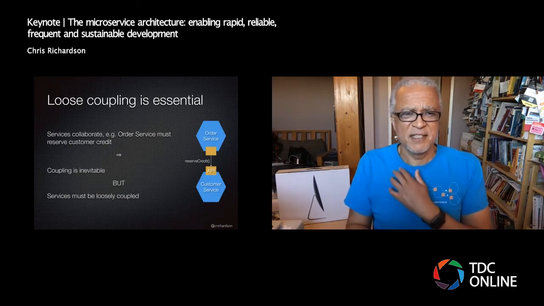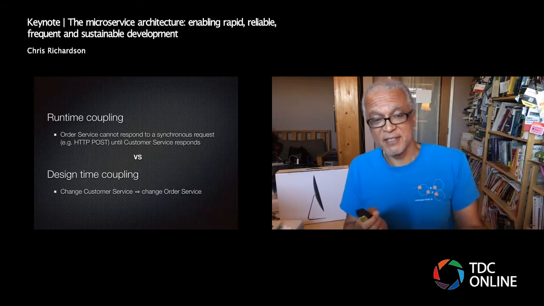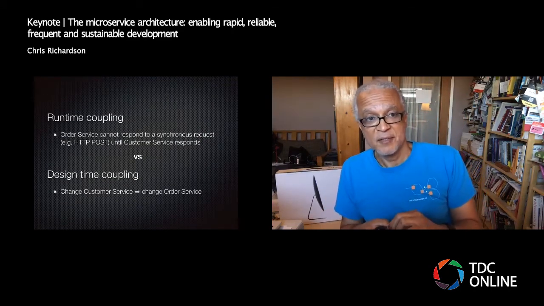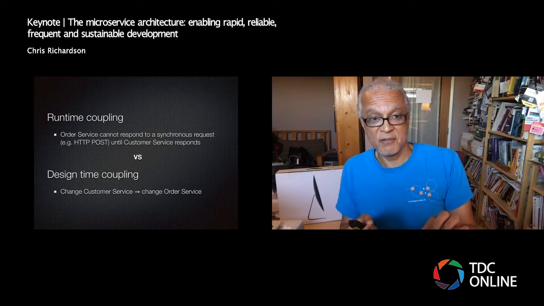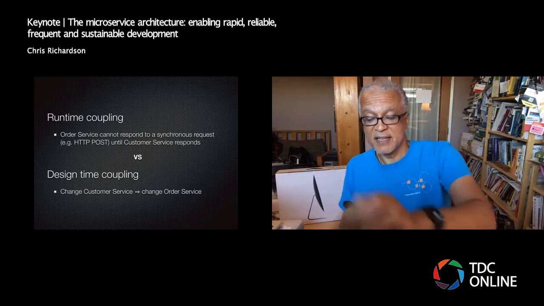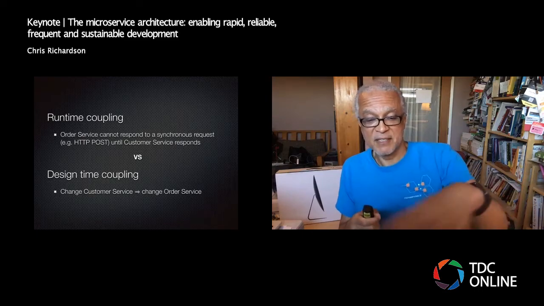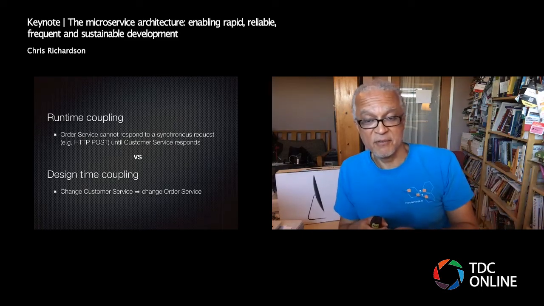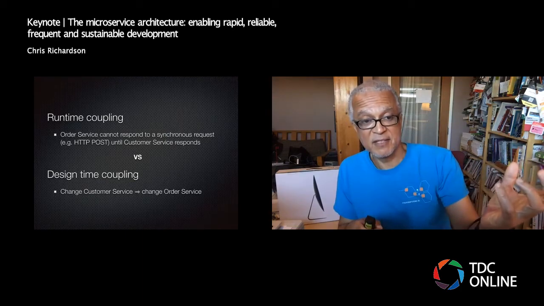And it's like, well, what does that mean? It turns out there's actually at least 2 different types of coupling. So there's runtime coupling, which is where a service can't respond to a synchronous request until it gets back a response from some other service. So you can imagine a bunch of services communicating through HTTP. That actually is, you end up with tight runtime coupling.